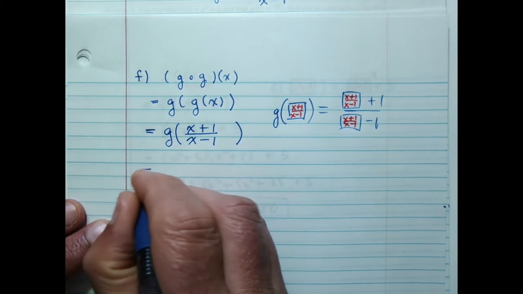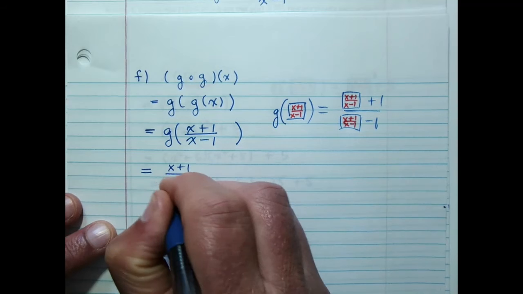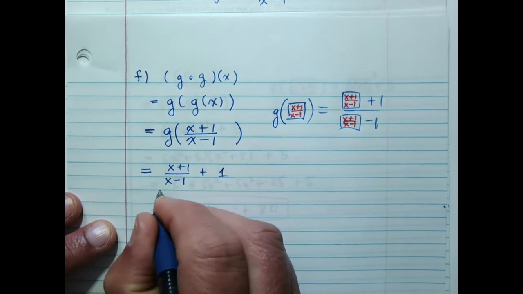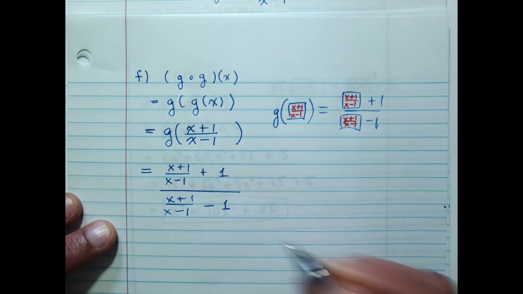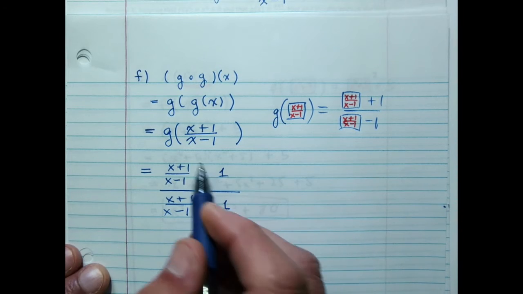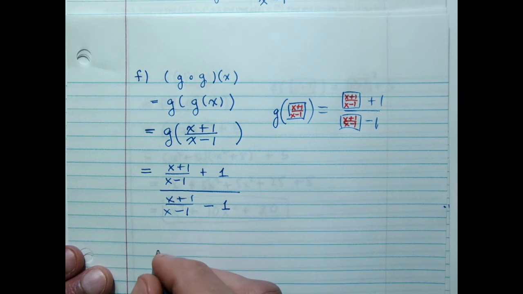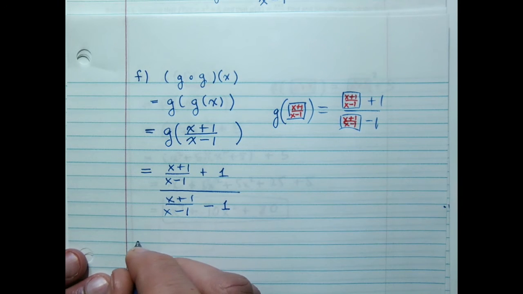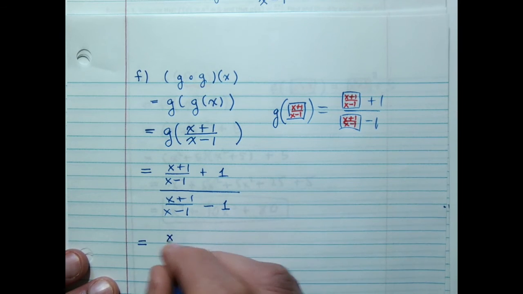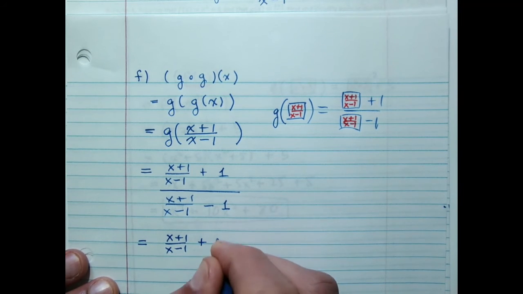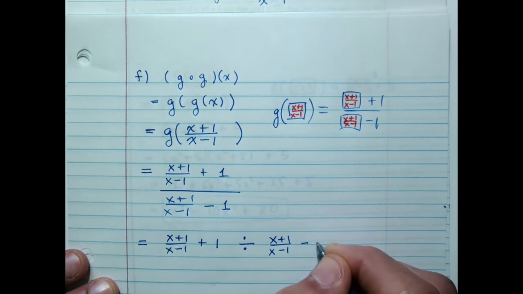And so what I end up with for g of g of x is a huge complex fraction. I get x plus 1 over x minus 1 plus 1 over x plus 1 over x minus 1 minus 1. And you see the structure there of what happened with the composition. Now, I'm going to go ahead and simplify this. This is good algebra practice. I like to always think of these complex fractions as division problems. So I'm going to take x plus 1 over x minus 1 plus 1 and divide by x plus 1 over x minus 1 minus 1.